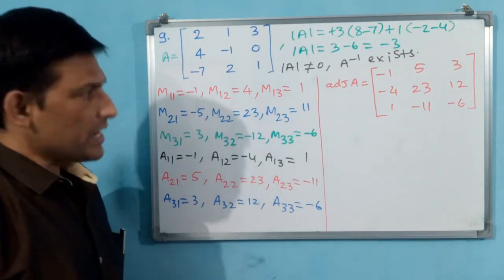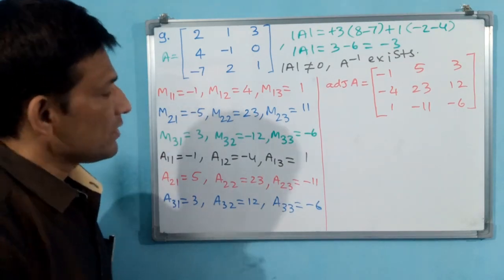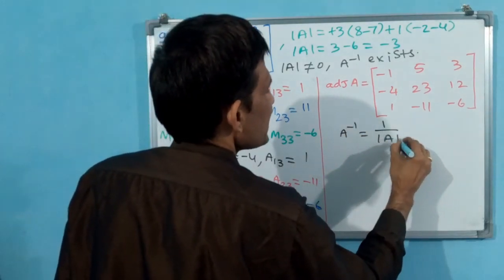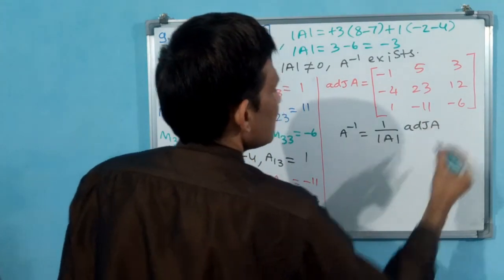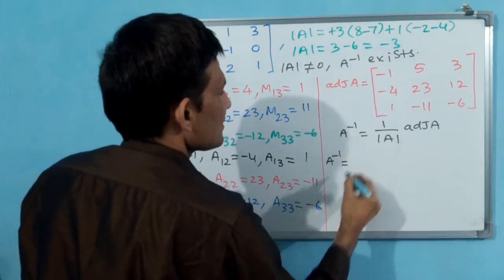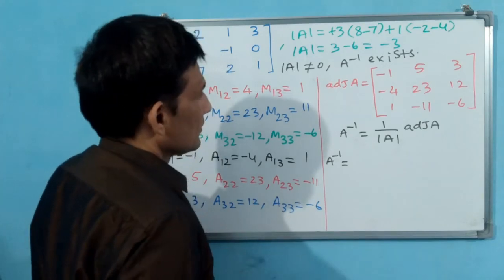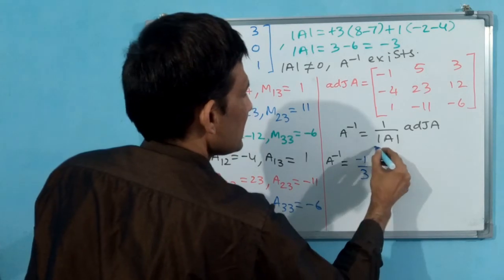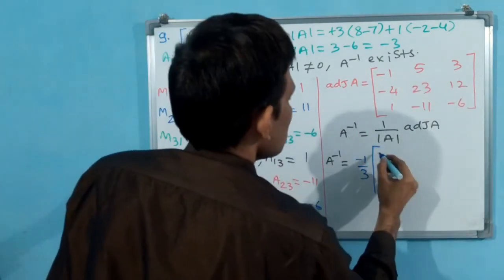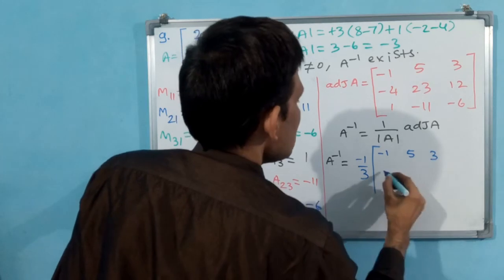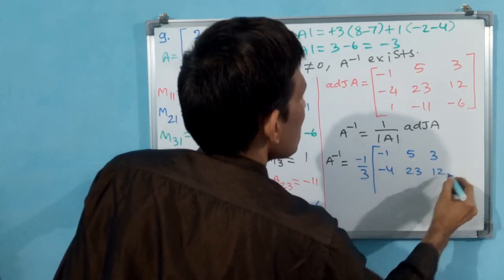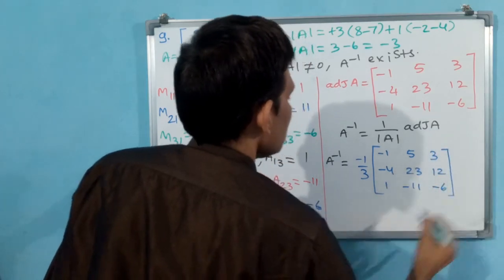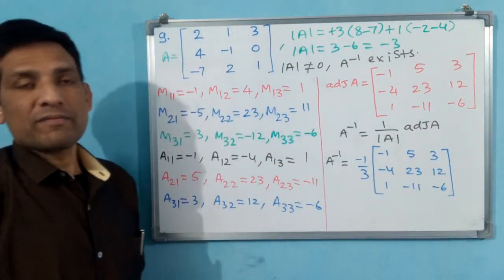Then write down the formula for A inverse. This is A inverse formula. A inverse is equal to 1 by determinant A into adjoint A. Write down now A inverse. A inverse is equal to. Now minus 3 has come. I will write minus 1 by 3. You copy this. Minus 1, 5, 3, minus 4, 2, 3, 12, 1, minus 11, minus 6. That's all. This will be your final answer for 9th question.